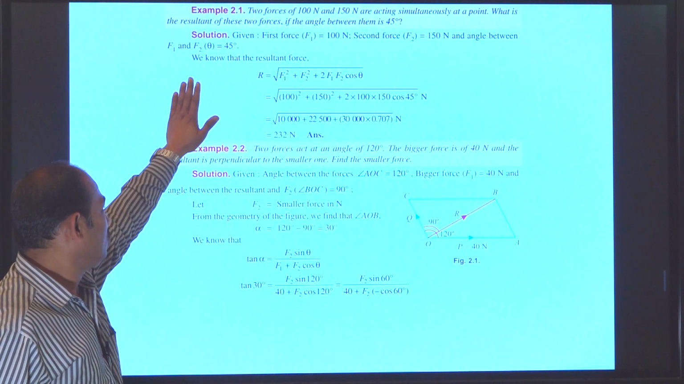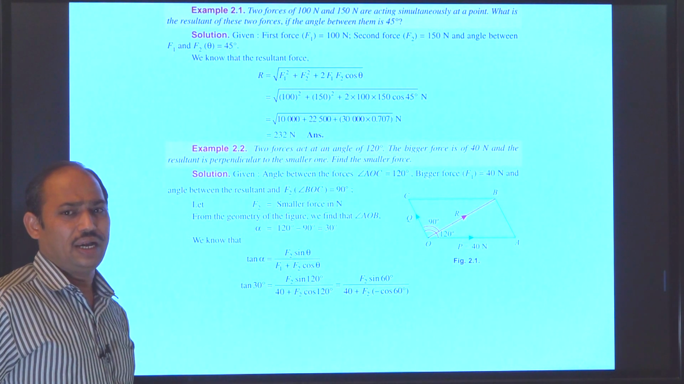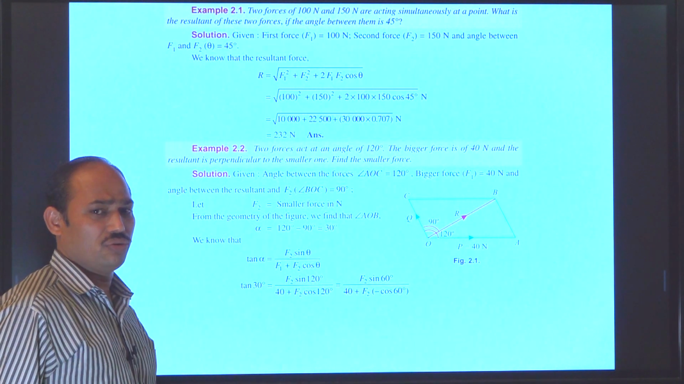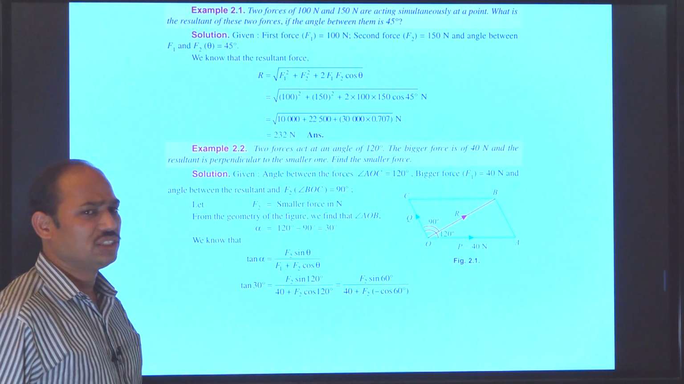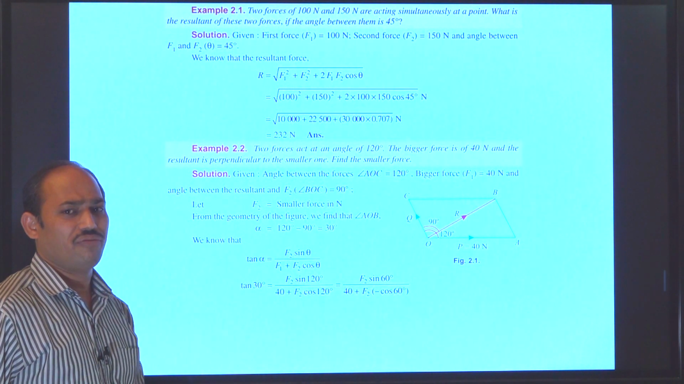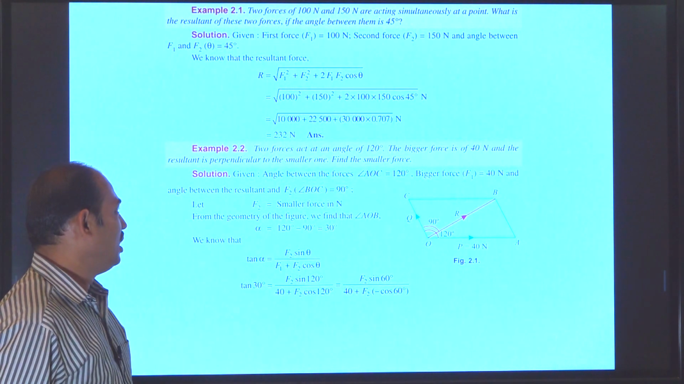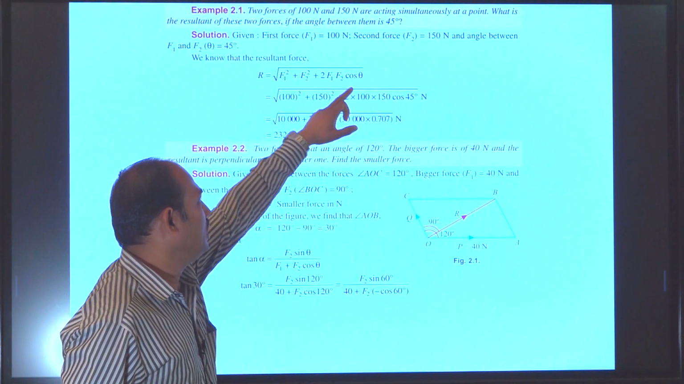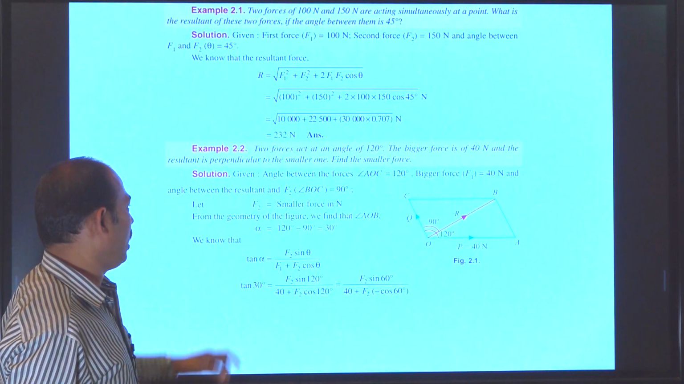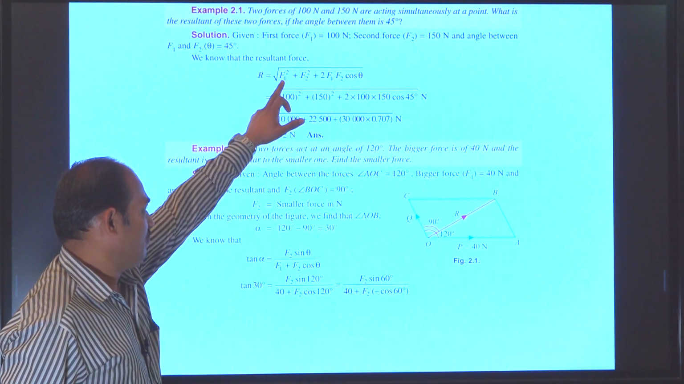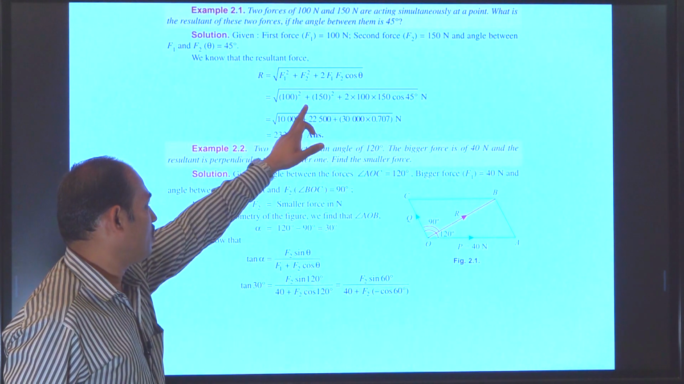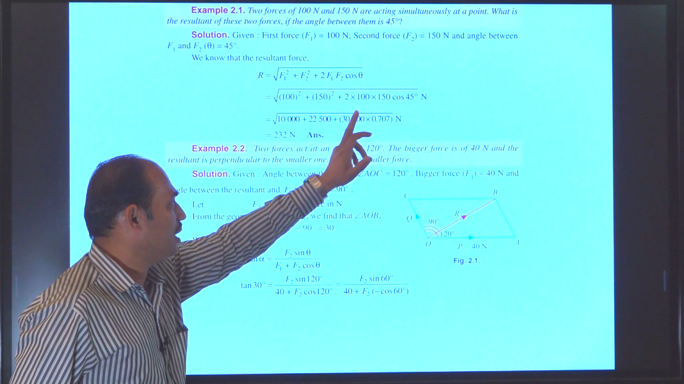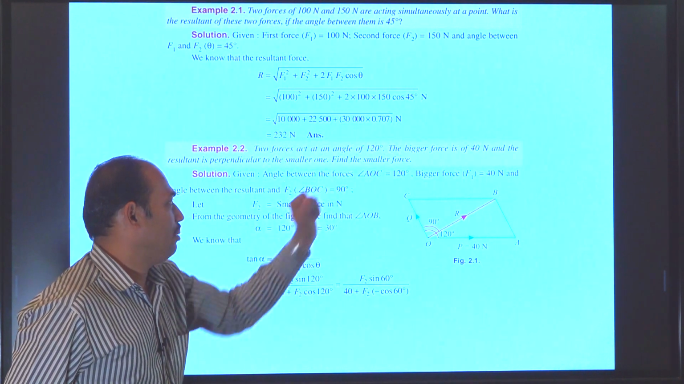How can we solve this? We know that the magnitude of the resultant force R is equal to the square root of F1 square plus F2 square plus 2 F1 F2 cos theta. Now substituting all the values of F1, F2 and theta in the above equation, we get 100 square plus 150 square plus 2 into 100 into 150 into cos of 45 degrees.